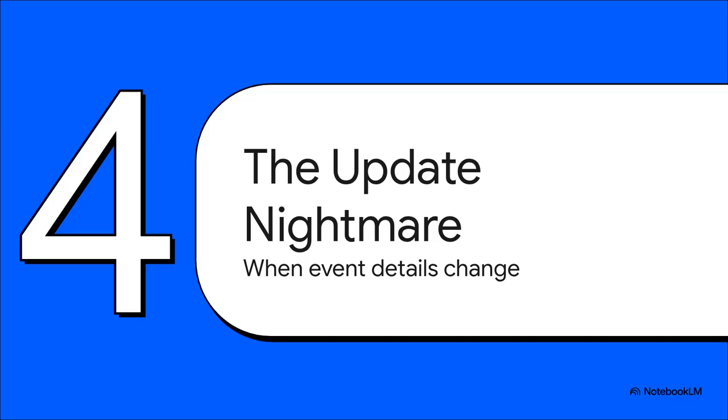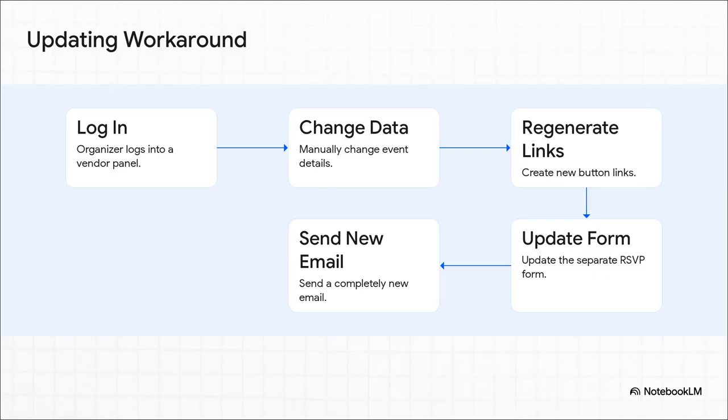But the absolute worst-case scenario for this workaround method happens when something changes. The event time, the location, the Zoom link. This is where the Add to Calendar system just completely falls apart. I mean, just look at this workflow. For an organizer to make one simple change, they have to jump through all these hoops. Log in, change the data, regenerate the links, update that separate RSVP form, and then blast out a whole new email hoping that everyone sees it and then manually updates their own calendars?